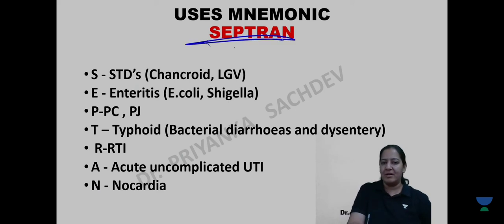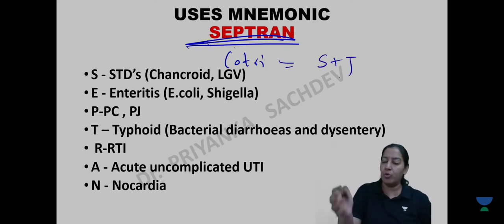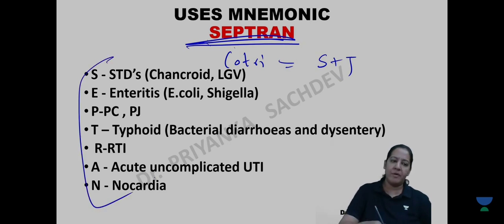Uses are same. Septron. Why are the uses the same? Because Septron is the cotrimoxazole and it contains both. It is the uses of the combination, no? That is sulfonamide and trimethoprim. These are the uses of the combination. The uses are common for both of them.